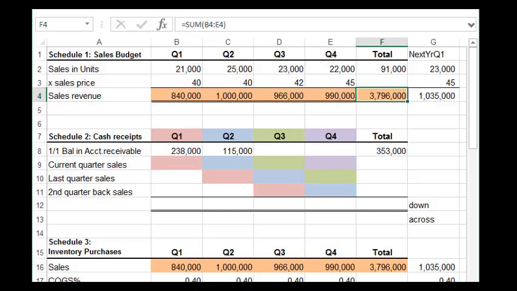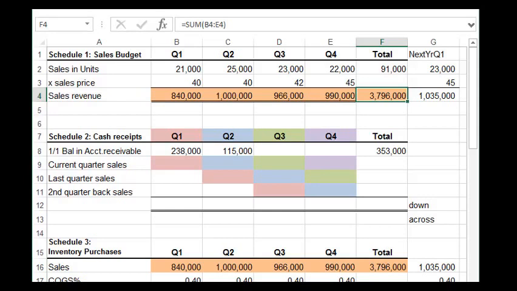In bullet 2, you see that Attaboy sells all of their merchandise on credit. They collect 70% of those sales during the quarter in which they made the sale, 20% in the next quarter, and 10% in the quarter after that.